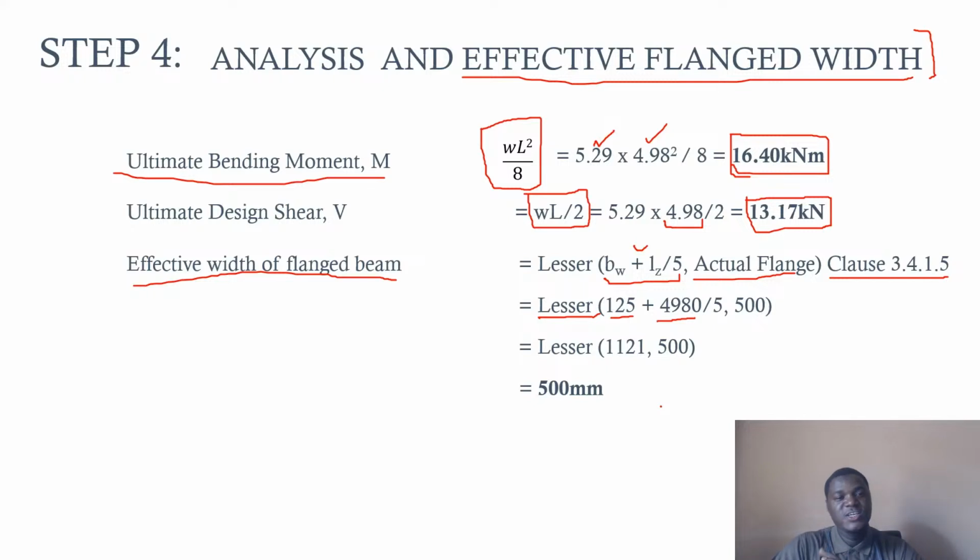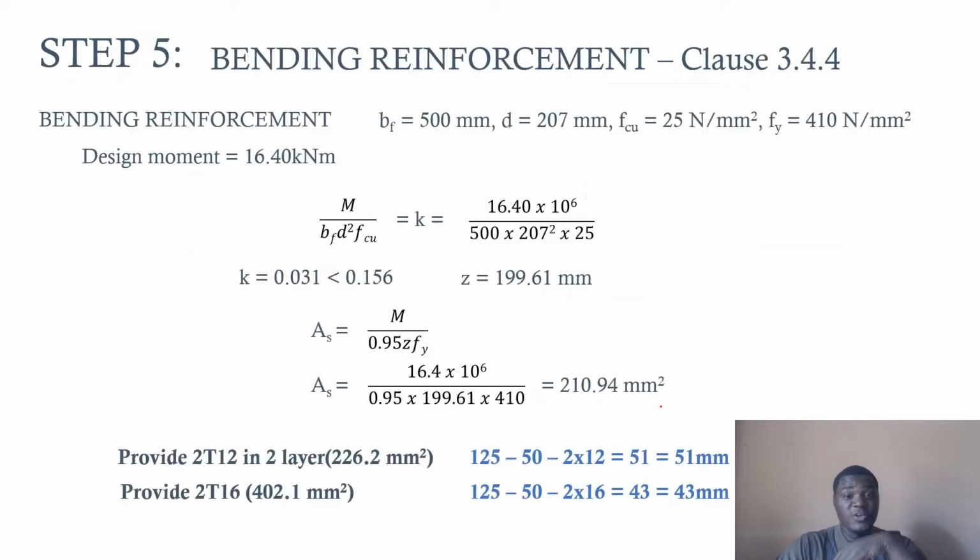So now that we finished step 4, we've been able to analyze the beam. The next thing we have to do now is to design for the reinforcement. So we are going to go for the bending moment first. For the bending reinforcement, we need some parameters that we have to establish.